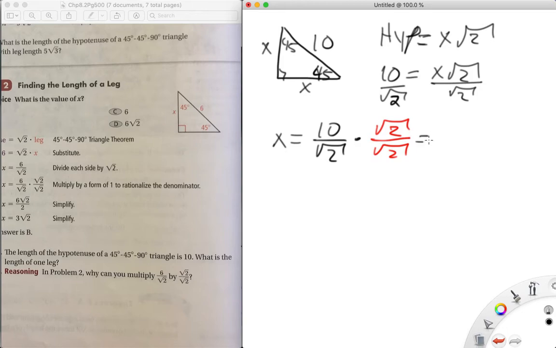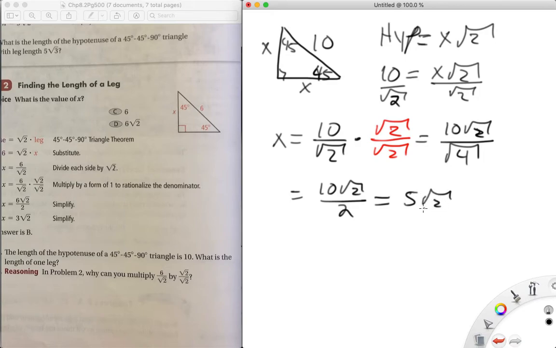So that's going to be 10 times the square root of 2 over, we multiply the denominators, so that's 2 times 2, which is 4 square root of 2. And I know that the square root of 4 is 2. And I can divide 10 by 2, and I get 5 times the square root of 2. And that is equal to the leg, 5 times the square root of 2.